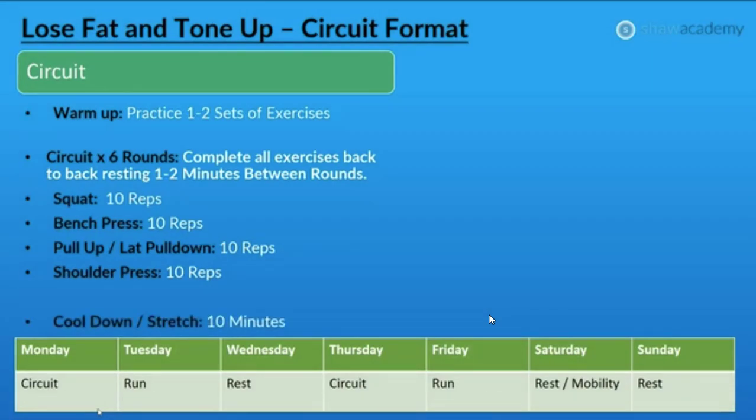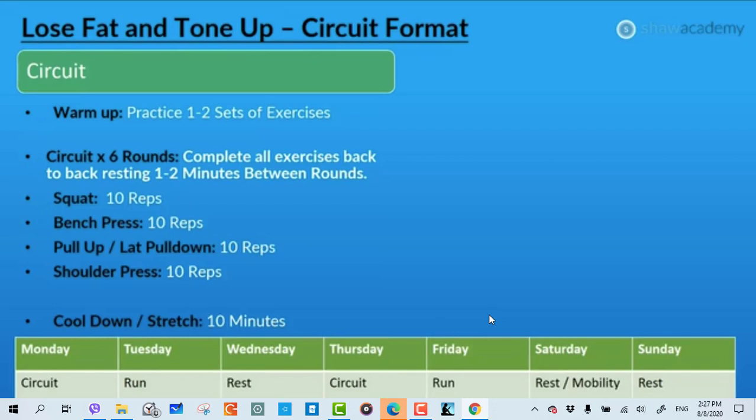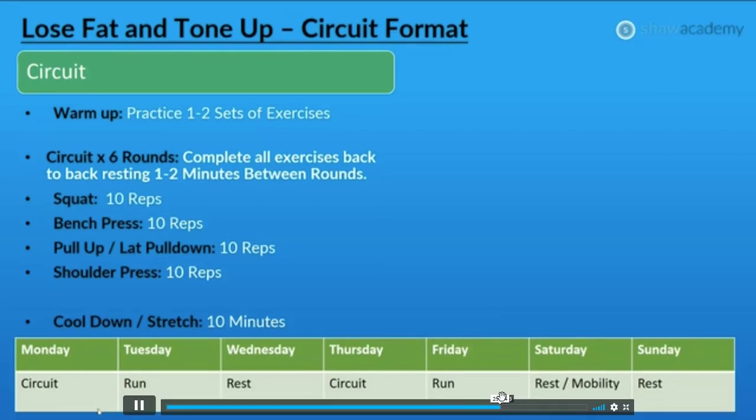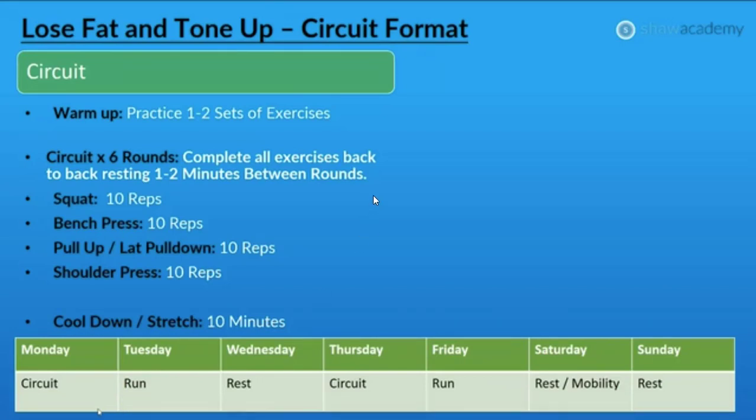Now guys, if we do a circuit for 6 rounds with 4 strength exercises and a cool down stretch at the end, how many components of fitness are we working there? What do you think? Because that's going to take us about 30 minutes probably, with the warm up, the circuit, and the cool down and stretch. HIIT training, very good. Flexibility, very good. Exactly. We're actually working them all.